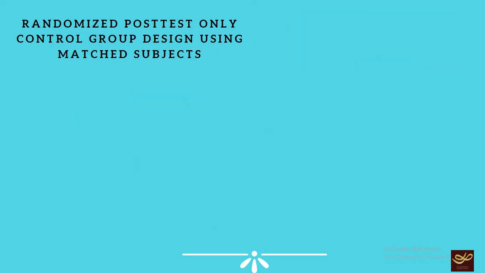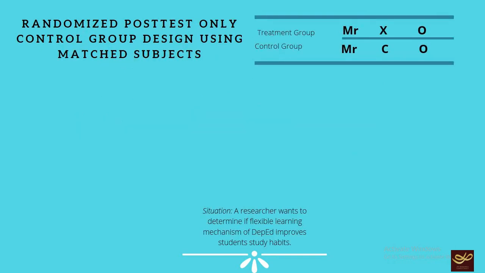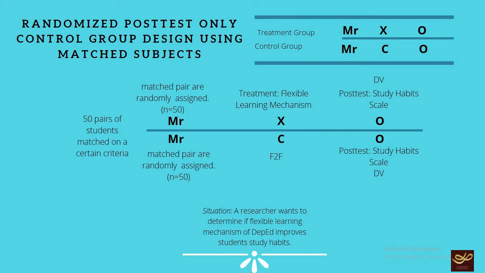Now, the other one, which is the matched group, post-test only design, is different from the randomized post-test only design because of a particular peculiarity. What is that? At the onset of the study, there were already students that were paired. Okay? So when we say 50 pairs of students matched on a certain criteria, we are talking about 100 students here all in all. And in these 100 students, there were 50 pairs that were created. Each of the pair, presumably based on a matching criteria, have the same characteristics.